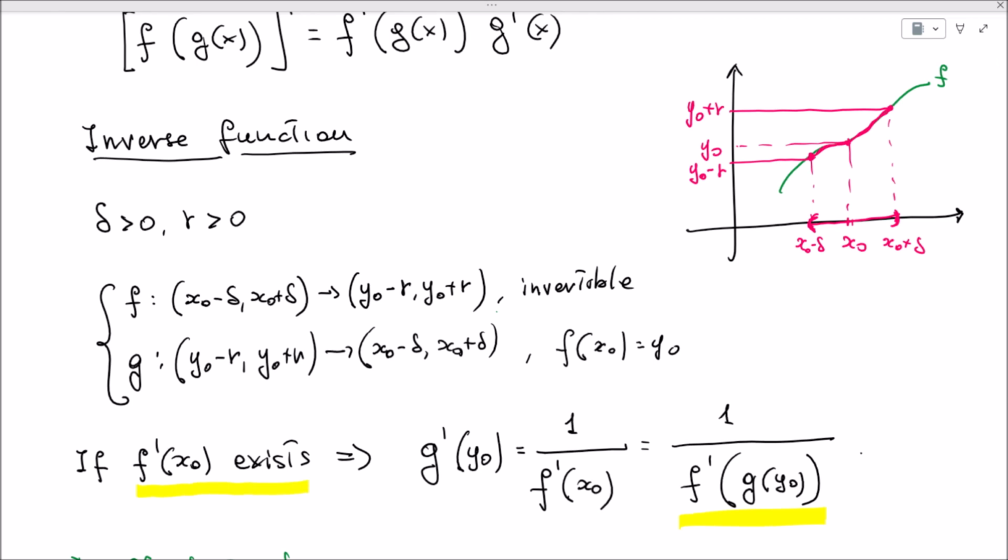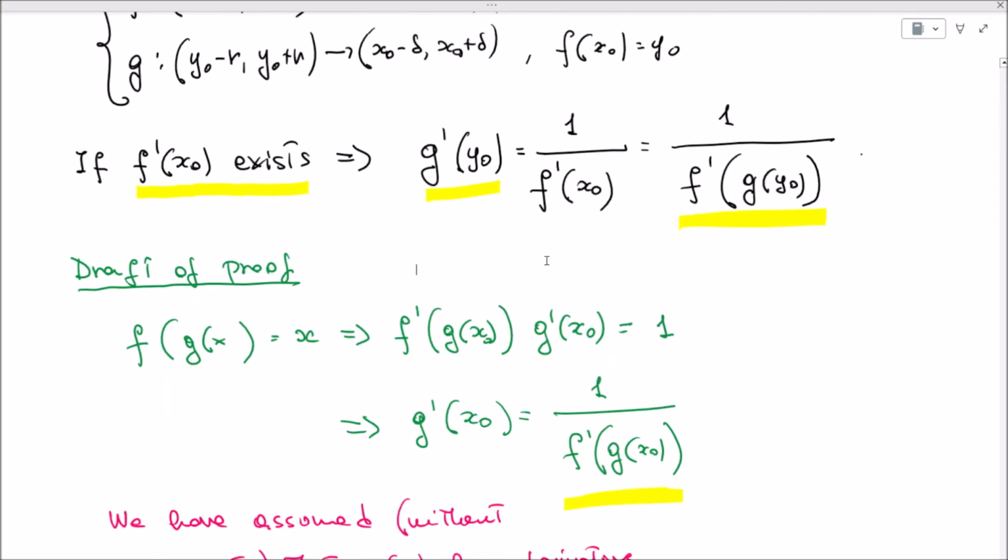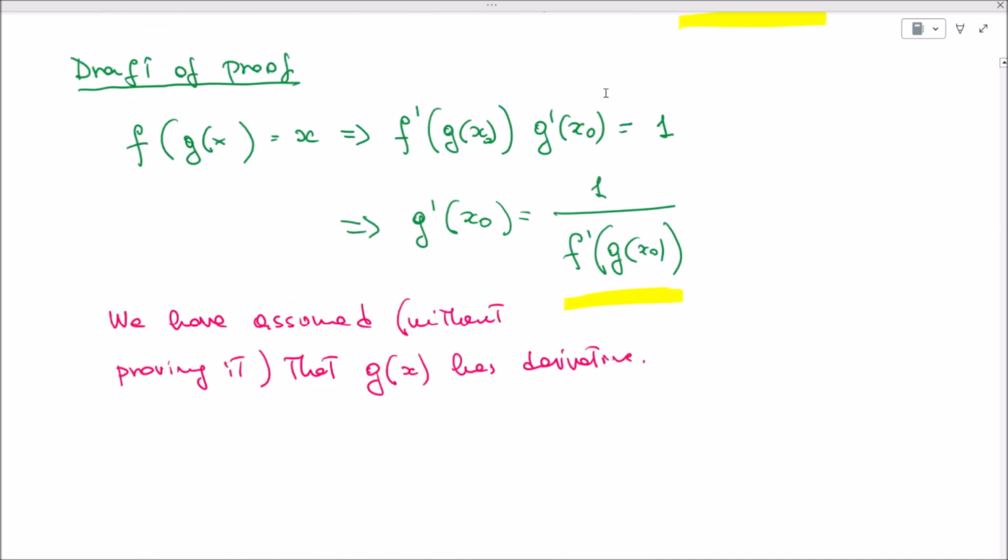but then no one said that g has derivative. So we couldn't just assume this. We need to prove this. To prove this theorem, we need other tools. But for the time being, we'll just refer to this theorem. We will assume that this is correct, and we will be just using this.